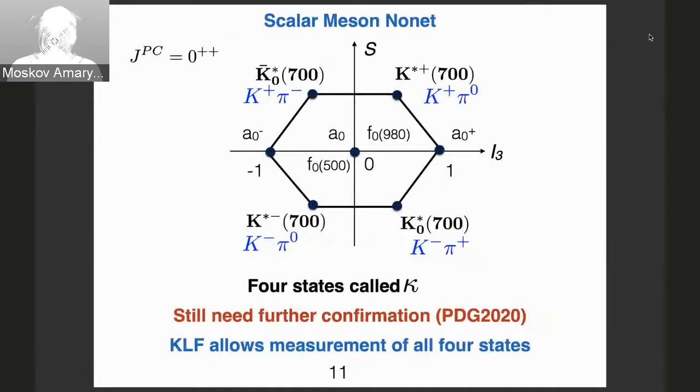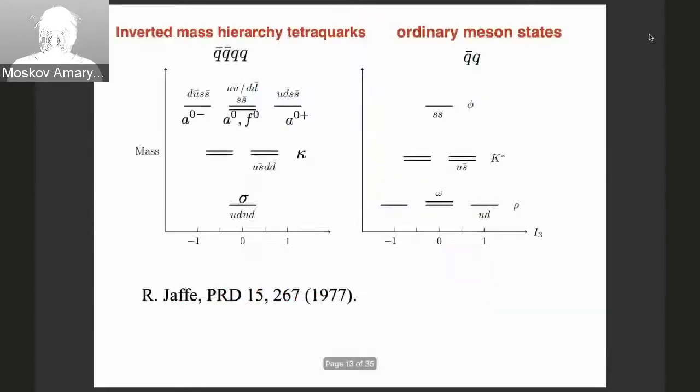So one of the topics which we have chosen is now called K-star 700, the name changed in PDG. But PDG still considers that it needs further confirmation. And so our experiment will measure all of these states. It's important because we have a possibility to check whether these states can be treated as four quark states, or a scalar meson nonet in principle has to be established. It's an open question yet.